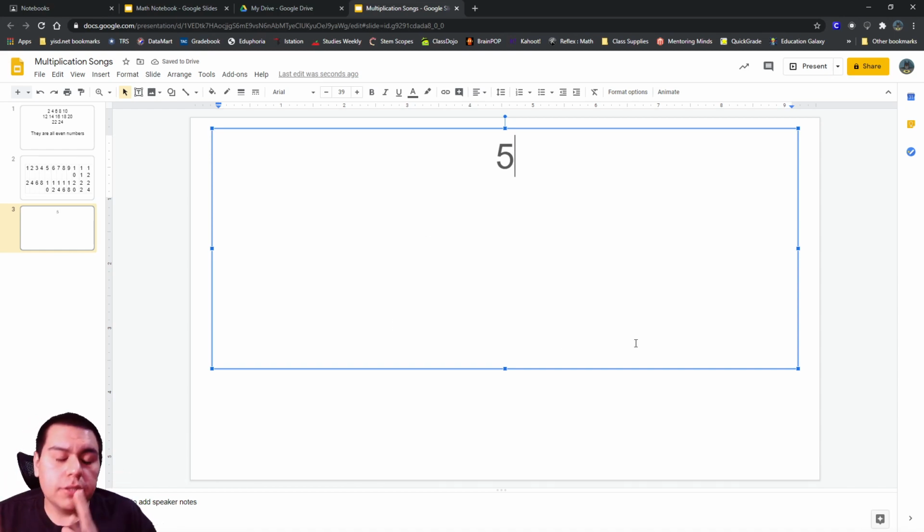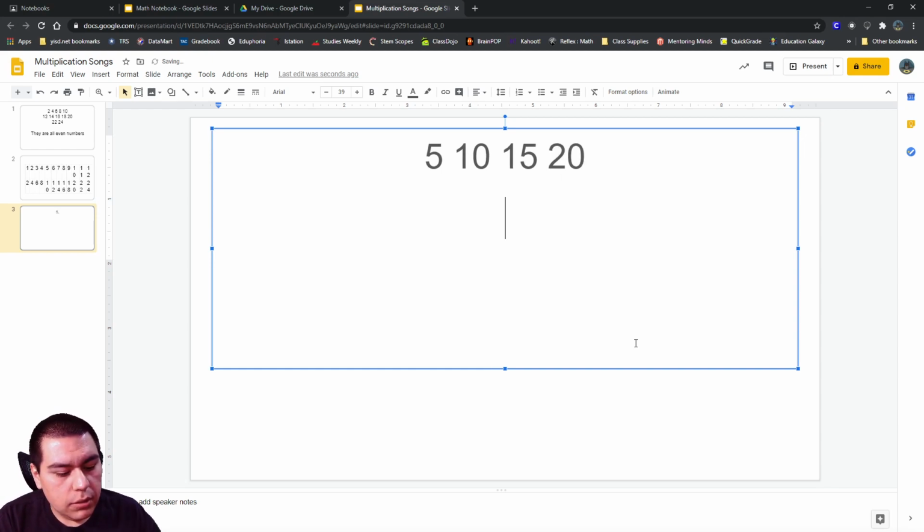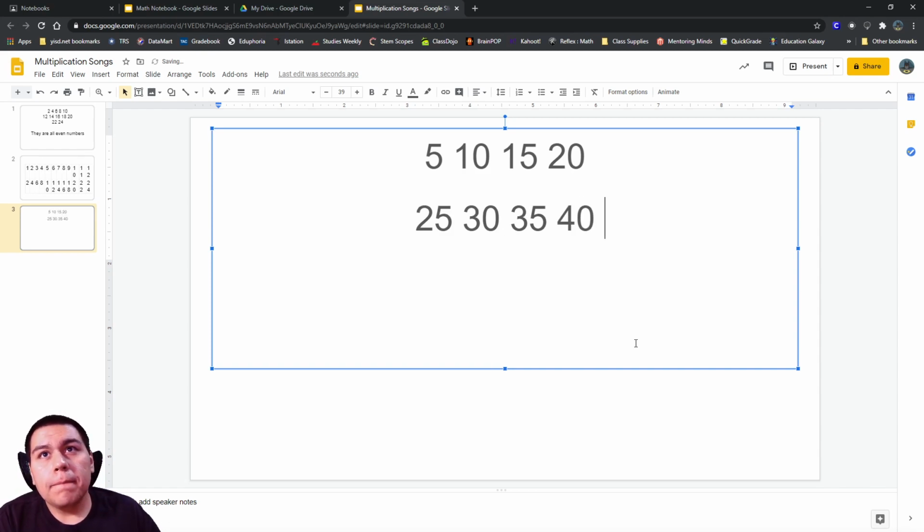So again, our times tables go up to about 12, so I'm going to write 12 numbers. Okay, 5, 10, 15, 20, 25, 30, 35, 40, 45, 50, 55, 60.